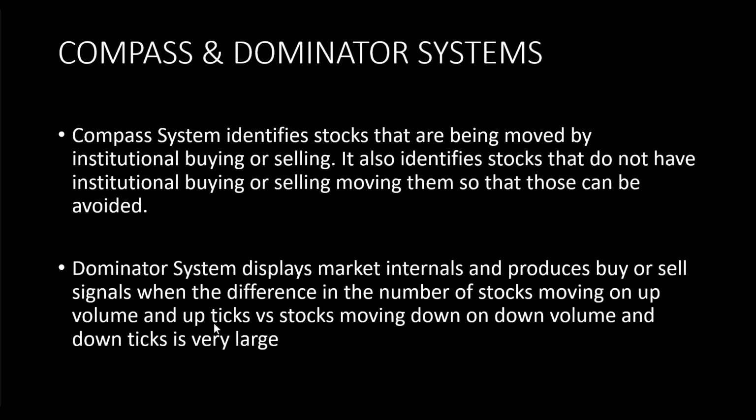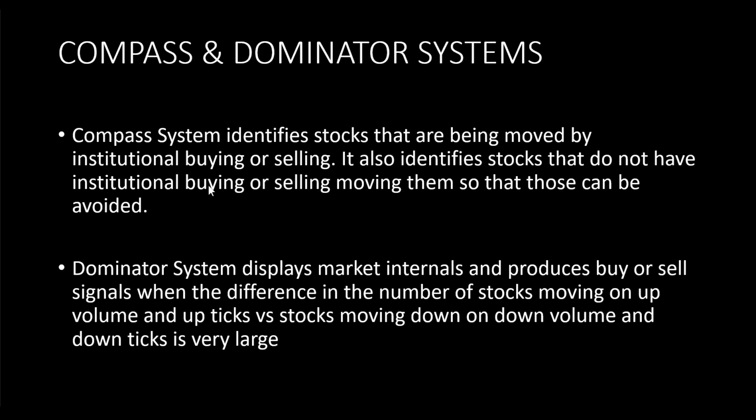Now, the Dominator system is looking at market internals, and it's producing buy or sell signals when the difference in the number of stocks moving up on up volume and upticks versus the number of stocks moving down on down volume and down ticks is very large. So if I've got 800 stocks moving up on up volume and upticks, it's not saying anything about the price, but they're moving up, and I've got 200 stocks or 100 stocks moving down on down volume and down ticks, then I have a big disparity in the number of stocks moving up. So there are a lot more stocks being bought than being sold, and that's going to give me a buy signal. If they're around the same, like 400 and 300, or 500 and 400, then it's going to be neutral. We're not going to have any signal, and then we rely on the Compass system.